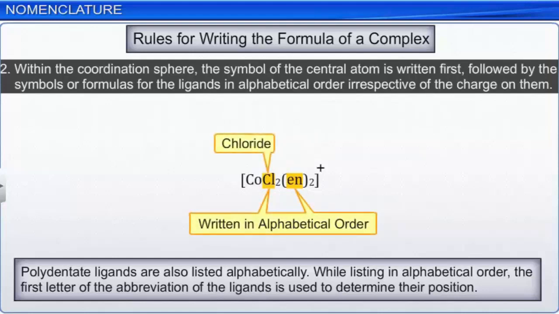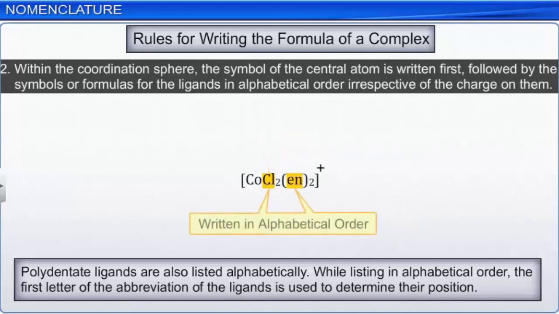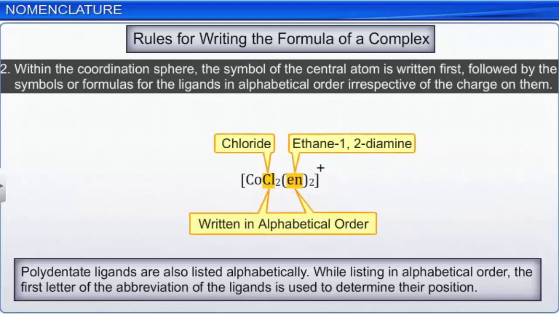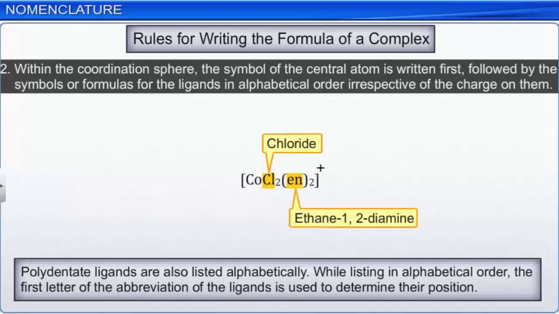We can't write this ethane 1,2-diamine as such, but as en twice. It's a polydentate ligand. That means this ligand is capable of donating two lone pairs of electrons to the central metal atom. Polydentate ligands are also listed alphabetically. While listing in alphabetical order, the first letter of the abbreviation of the ligand is used to determine their position.